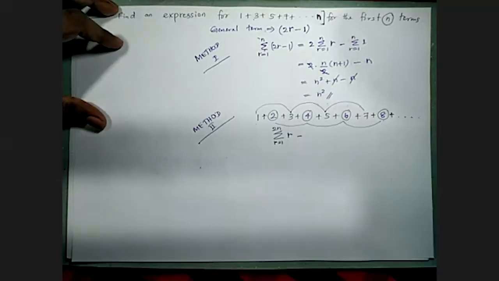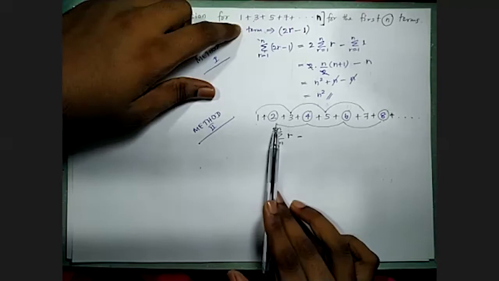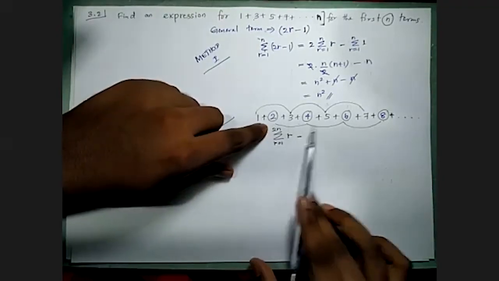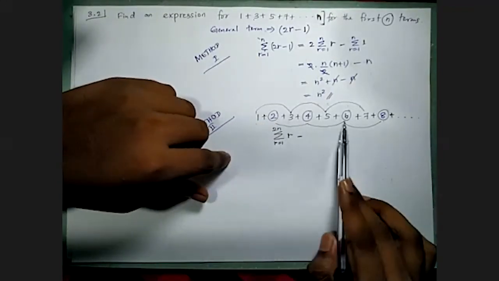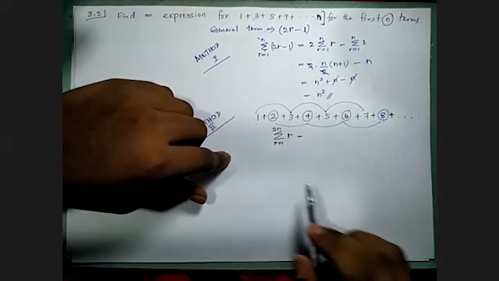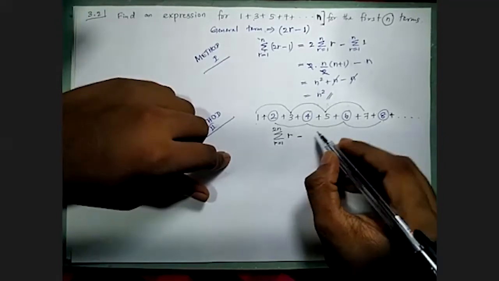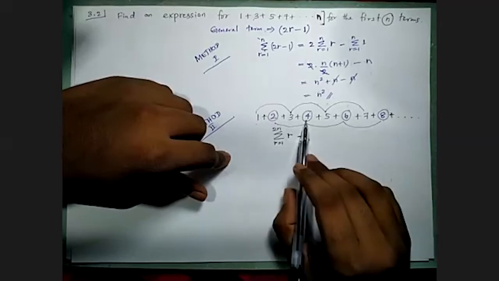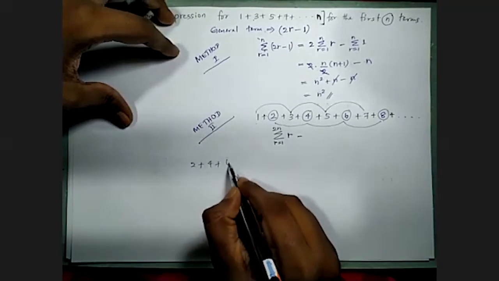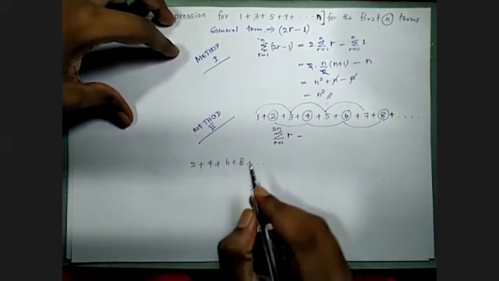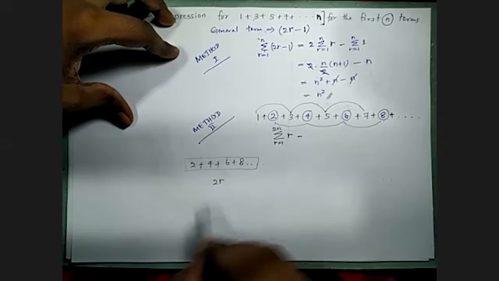Now, the question had 1, 3, 5, 7. I put 2, 4, 6, 8 additionally. Now I have to make that correction. These additional terms must be subtracted. Now we have to consider this blue color series 2, 4, 6, 8. What is the common term for that? Is it 2r? Yes, even number series. Common term is 2r.